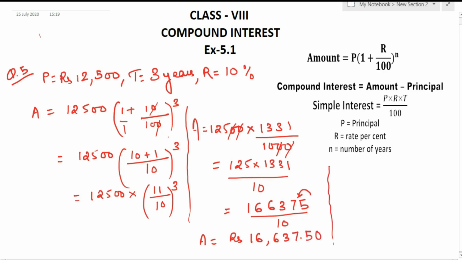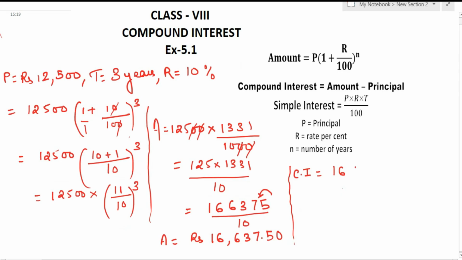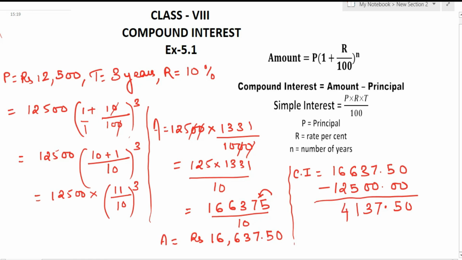Now this is the amount and we want to know the CI. CI is compound interest. So we will subtract the principal from the amount. The principal is 12,500 and 00 paise. So let us subtract so that we can get the CI. 50 paise will be 50 paise only. 7 minus 0 is 7, 3 minus 0 is 3, 6 minus 5 is 1, 6 minus 2 is 4. So the required compound interest is 4,137 rupees and 50 paise.